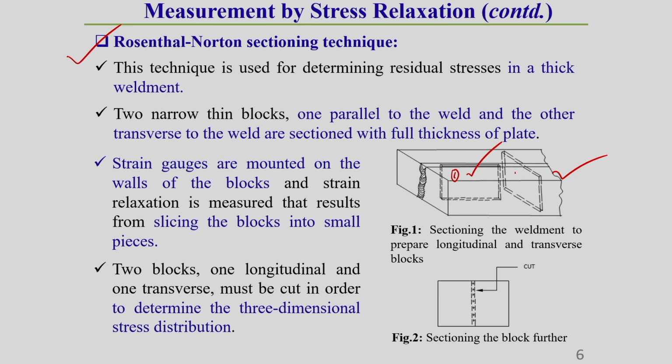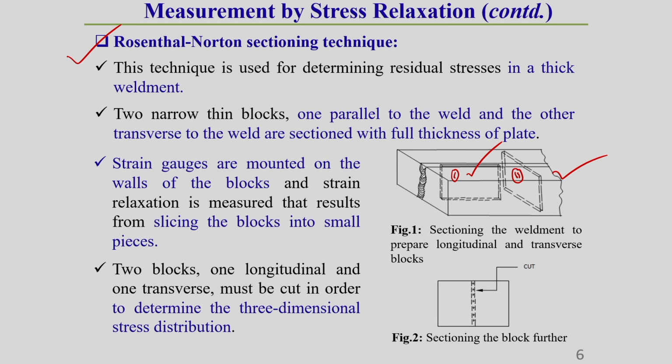This is one block, this is another block, second block. So, these 2 blocks we have to generally cut. One should be parallel to the weld and another should be transverse to the weld. These are generally sections through the thickness, that means the full thickness of this plate, you can see here.